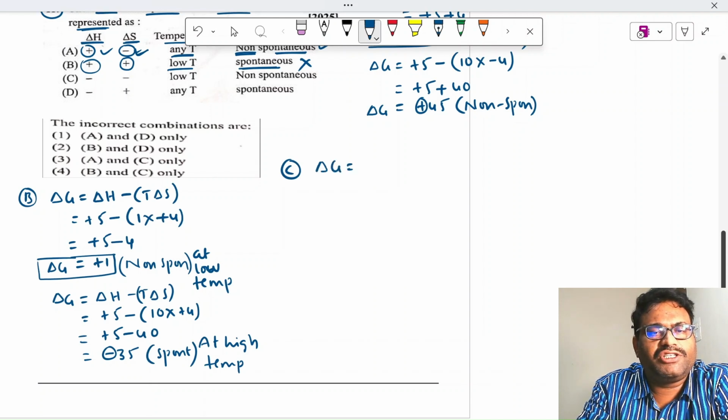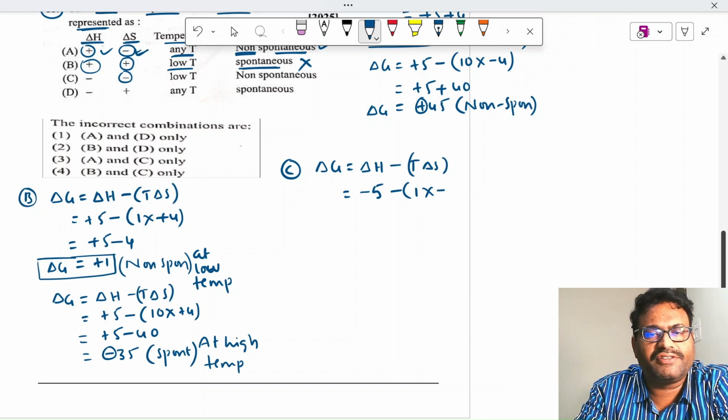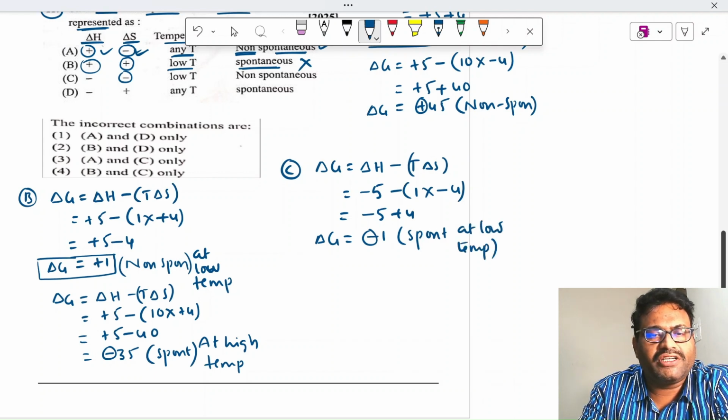So delta G is equal to delta H minus T delta S. Delta H is given as minus, so let me take minus 5, 1 into, this is minus and this is also minus, so minus 4, let me take. So minus 5 plus 4, that is equal to minus 1. So you got delta G as minus 1. That means it is spontaneous at a low temperature.